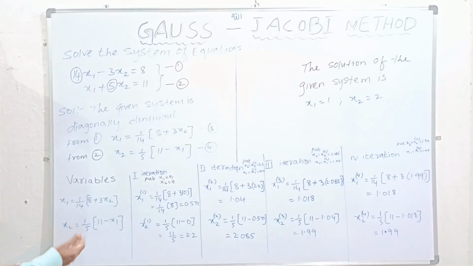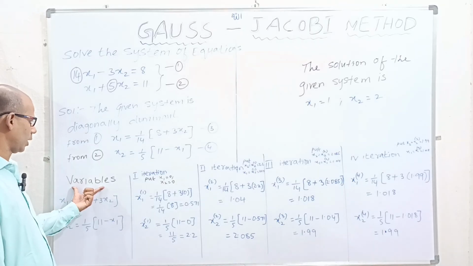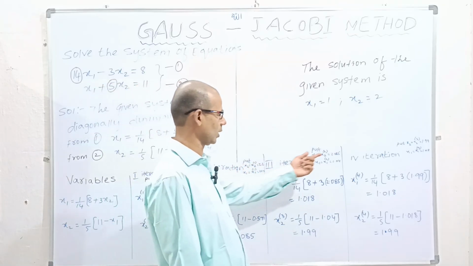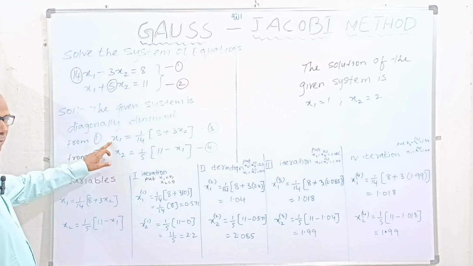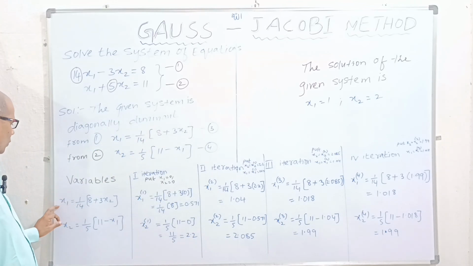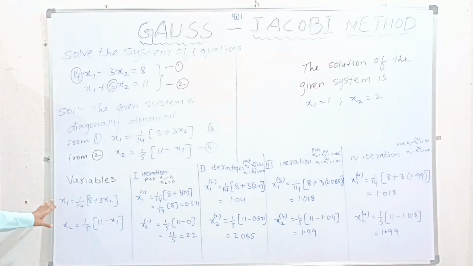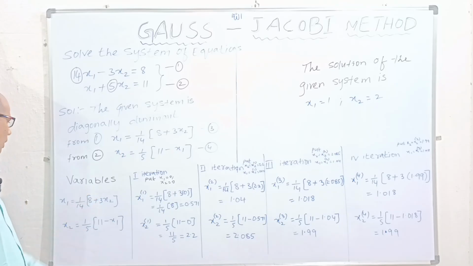Now the procedure for solving it. We will take a table. The first column is the variables. We have the first iteration, second iteration, third iteration, and fourth iteration. In the variables, we will write down the x1 and x2 values from 3 and 4. So x1 is equal to 1 by 14 into 8 plus 3x2, and x2 is equal to 1 by 5 into 11 minus x1. This is from this equation.